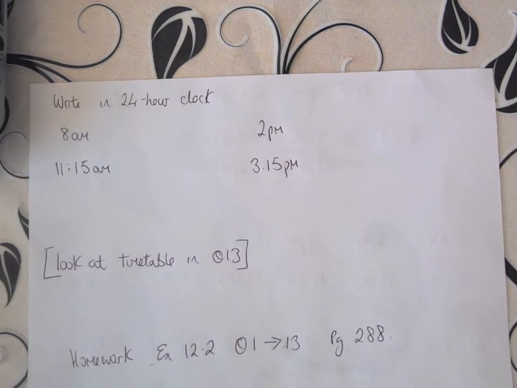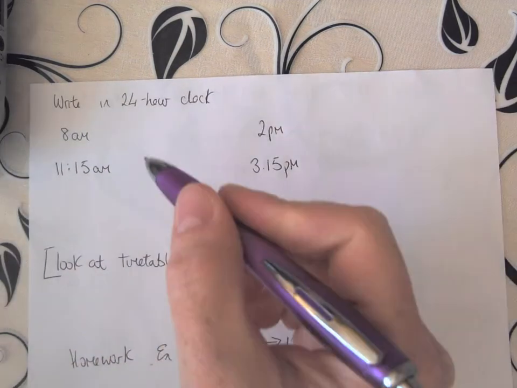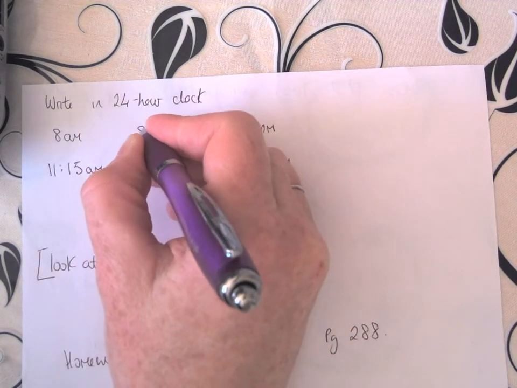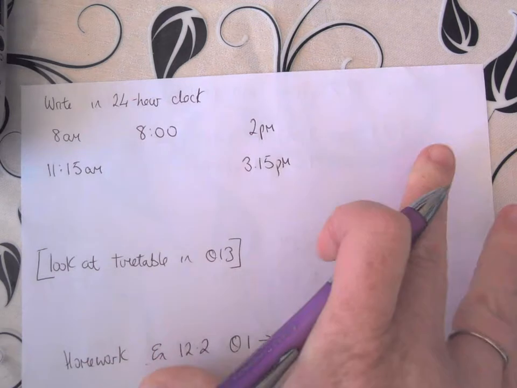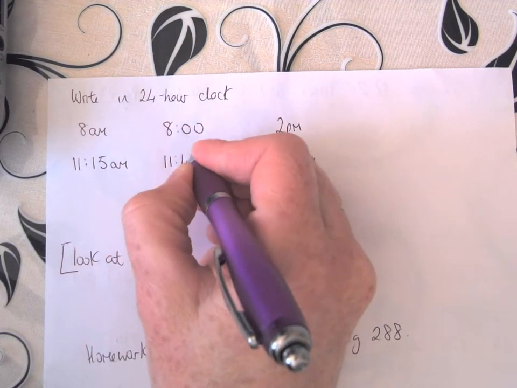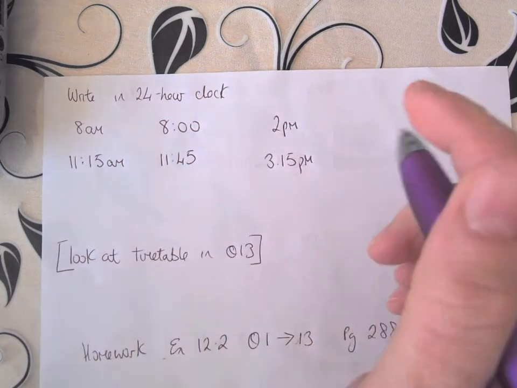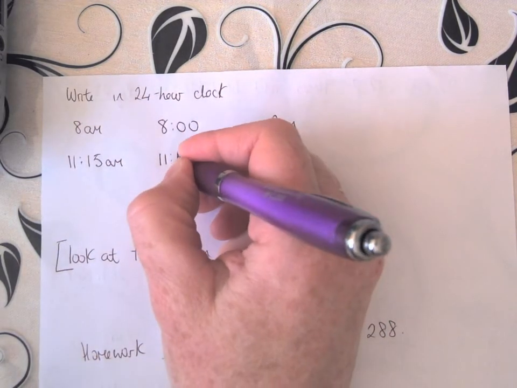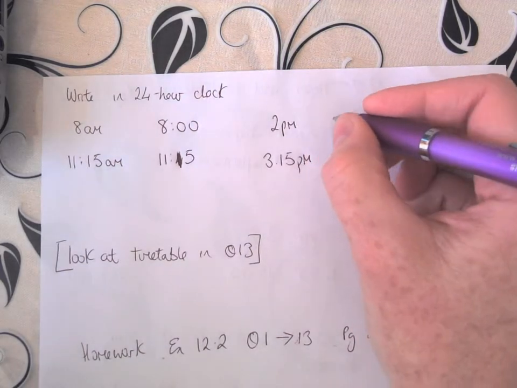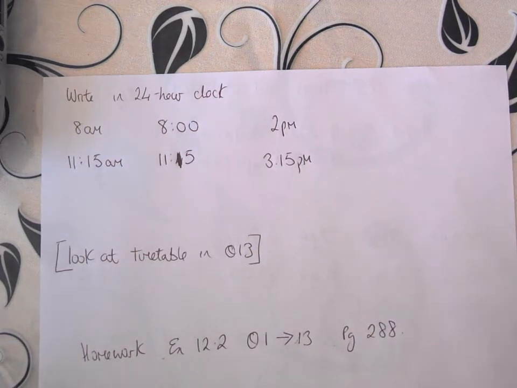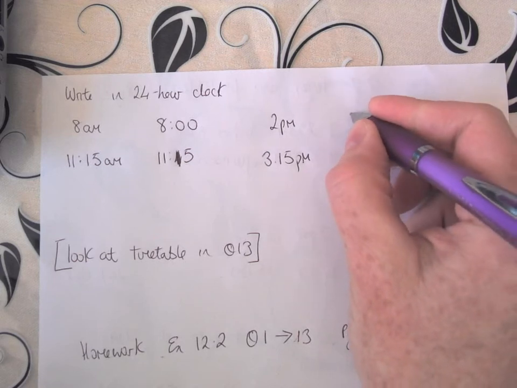And then the next one we're going to do is write in the 24-hour clock. Okay, so if there's a PM here, we add the 12. So 8 a.m. is the morning, so we don't do anything, we just write 8. 11:15 a.m. again is the morning, so it's just 15, not 45. Okay, 2 p.m. So we're going to add 12. So 2 plus 12. You can use your calculator if you want. So 2 plus 12 is 14.